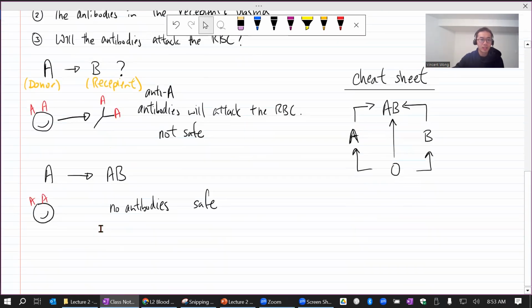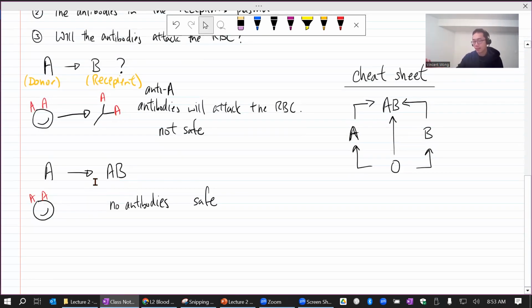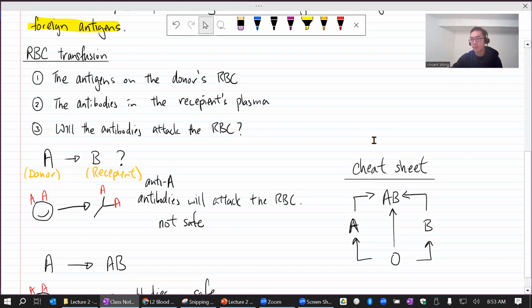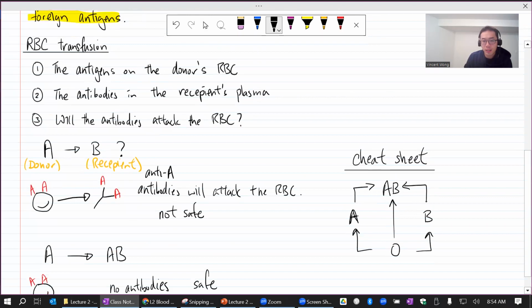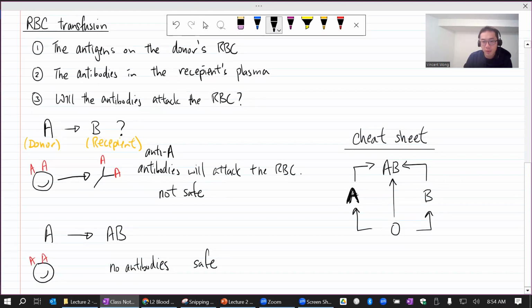And Mohammed, earlier you said, why can't we just look at the letters? So that's why, because there is more than one possibility. That's why you have to consider these questions. So who can A give to? Well, if you just look at the transfusion chart, A, follow the arrow, A can give to AB. You see? A can give to AB.